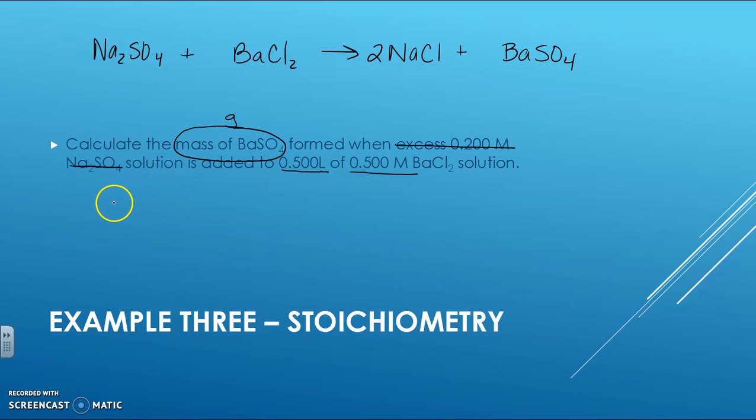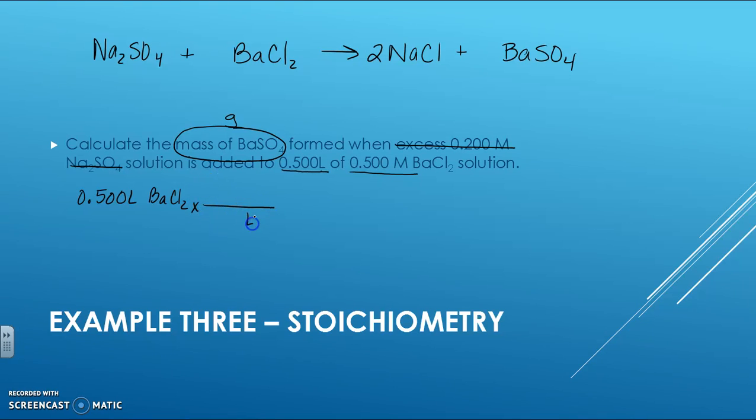Okay, so one of two ways you can solve it. You can do it the algebraic way or the dimensional analysis way. I'm going to do it the dimensional analysis way. If you do it the algebraic way, make sure you get the right answer. Okay, so I always start with the amount that they give me. They say that we're starting with 0.500 liters of BaCl2, so I'm going to start with that.